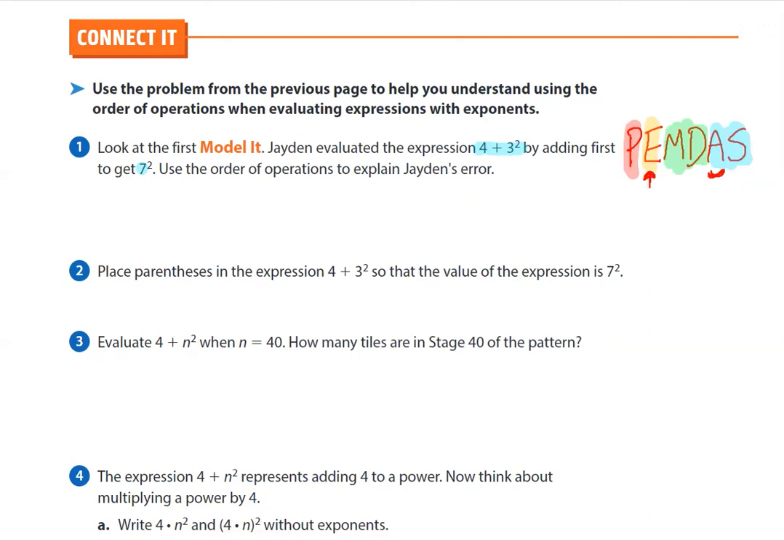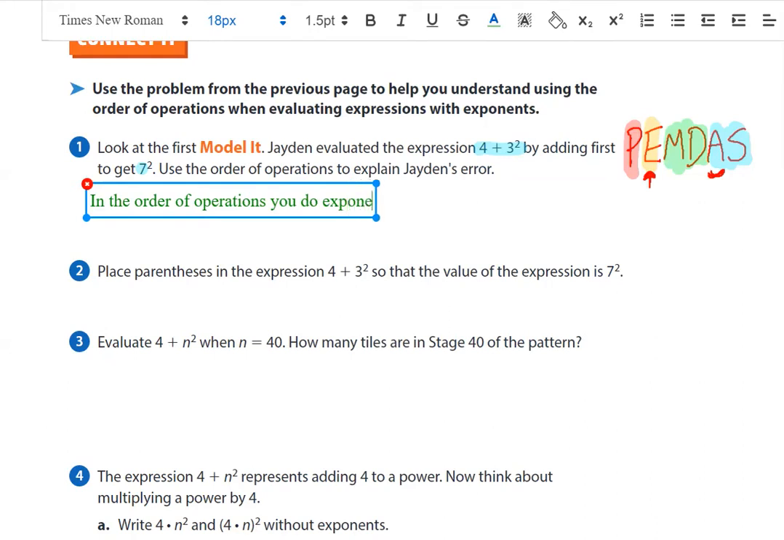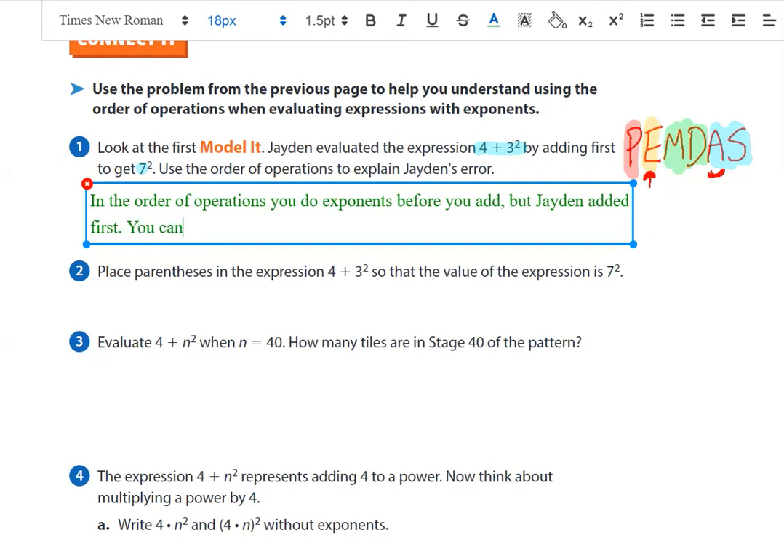exponent first. So let's put that down here, typed up. I'll make it a little bigger. Okay, so in the order of operations, you do exponents before you add. But Jaden, oops, spelled his name wrong. Sorry, Jaden. Jaden added first. You can't do that. No, you have to do the 3 squared before you add the 4. That's the whole point of order of operations.